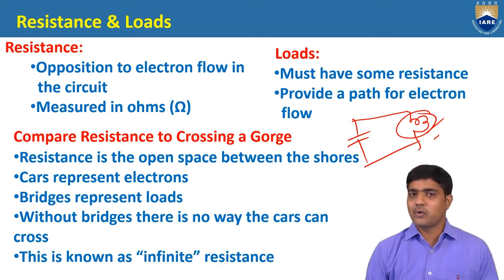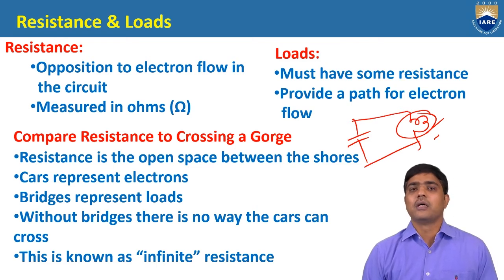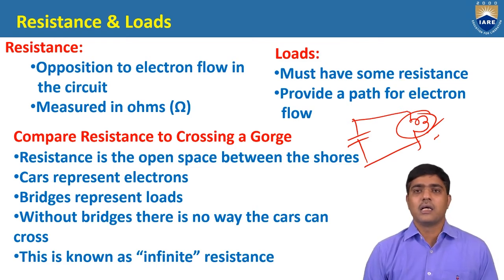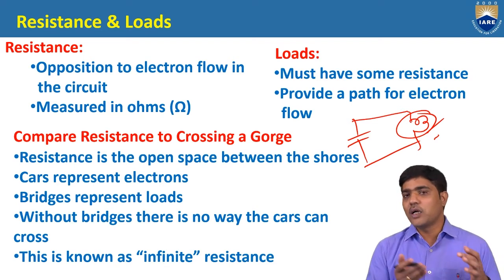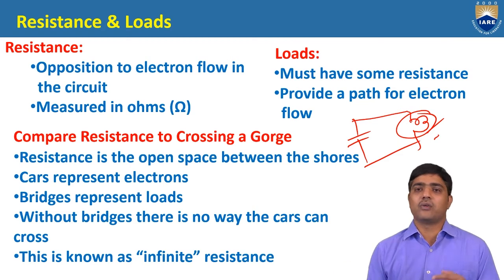So that particular circuit is going to act like an open circuit. To demonstrate that example, I am going to compare the resistance to crossing a river. If you want to cross a river from one side to the other, on one side you have the cars, on the other side you have the parking place, and to get the cars across, you require a bridge.